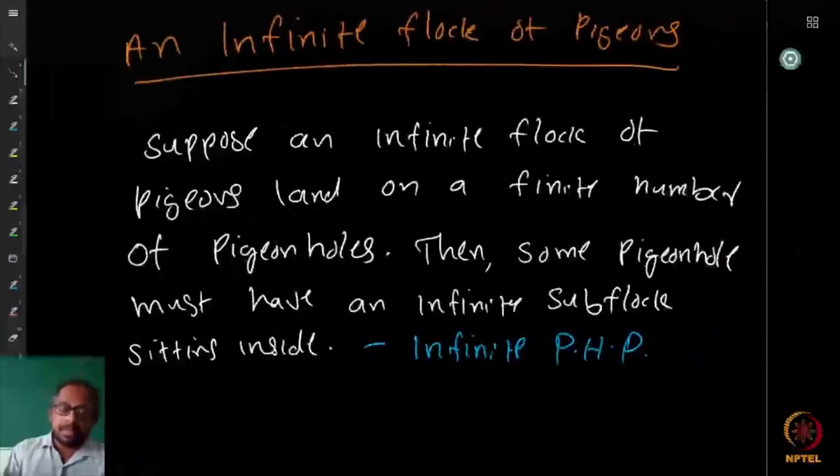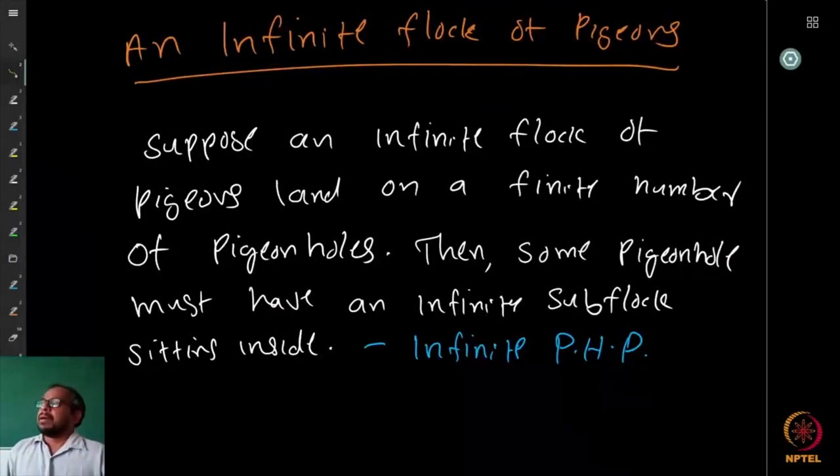We have infinitely many pigeons coming in, right? Okay, so we have an infinite flock of pigeons, and now they have to sit in a finite number of cages, a finite number of pigeonholes. So suppose an infinite flock of pigeons land on a finite number of pigeonholes, then some pigeonhole must have an infinite subflock sitting inside, right?